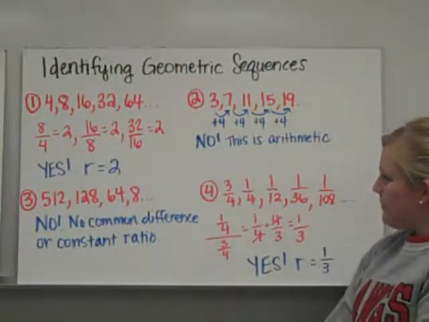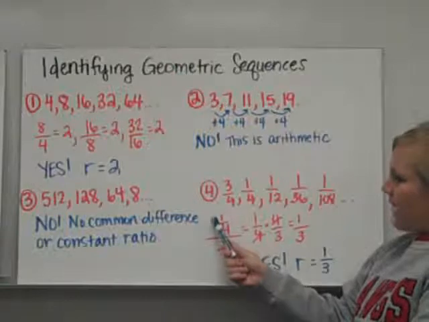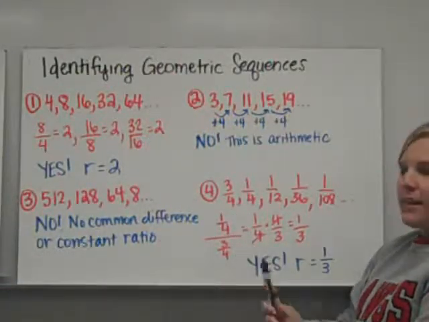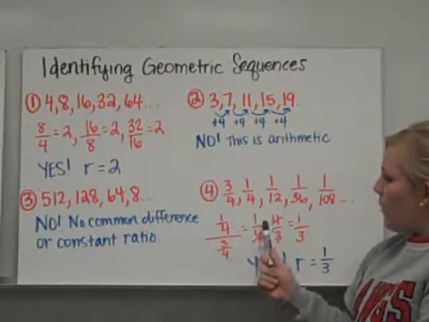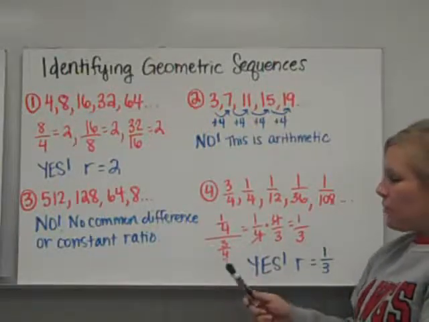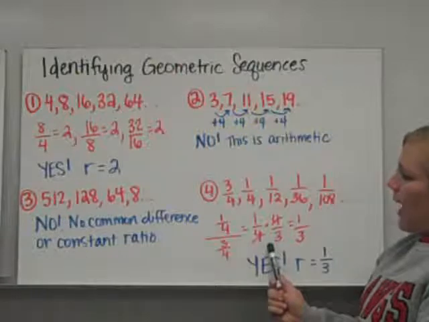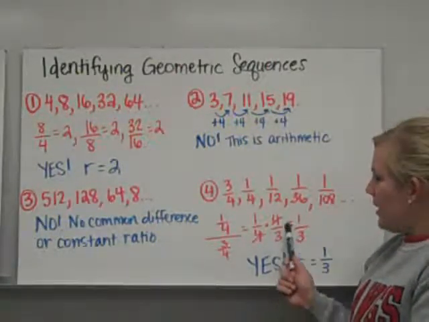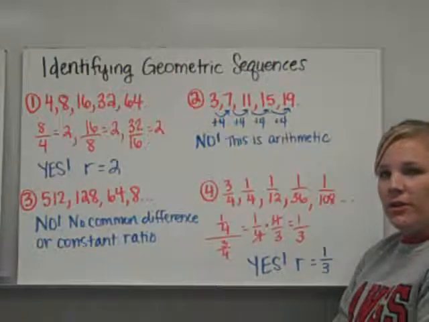Number 4, if I look at my terms here, if I take the consecutive terms 1/4 and 3/4 and set up a ratio between them, I can't divide fractions easily. So multiplying by the reciprocal gives you the same solution as dividing. 1/4 divided by 3/4, I would rewrite as 1/4 times 4 over 3. The 4's cancel and I get a constant ratio of 1/3.